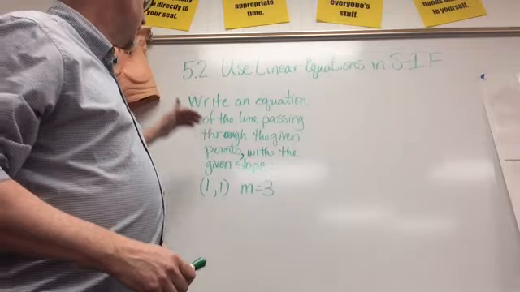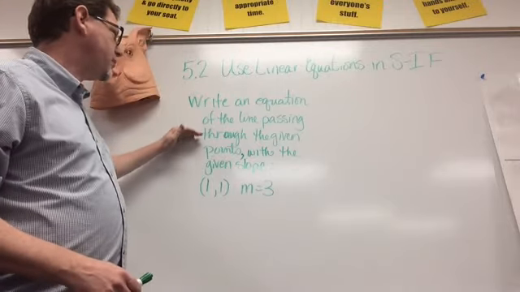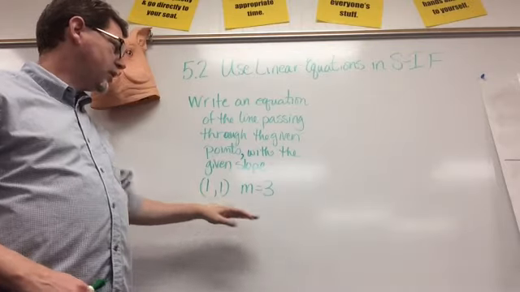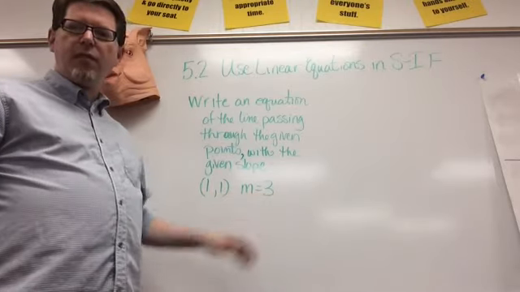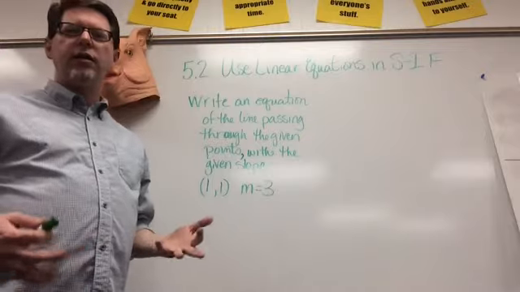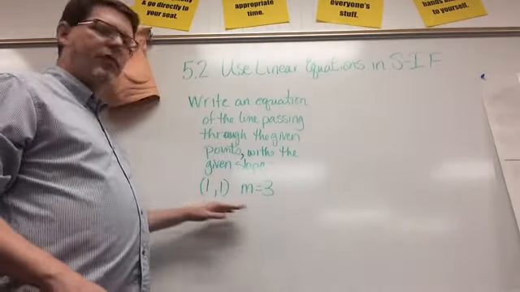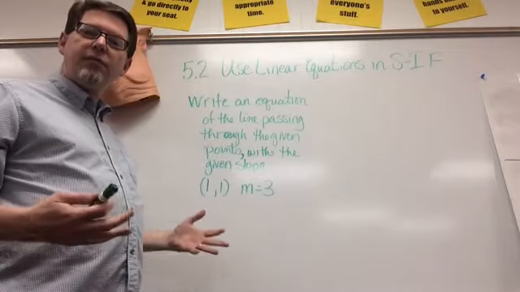So let's look at the question it has. Write an equation of the line passing through the given points with a given slope. The point that they give me is (1, 1), and a slope of 3. Well, typically when we talk about writing the equation of a line, right now we're writing it in slope-intercept form, but I don't have my y-intercept, so I've got to be able to figure that out.